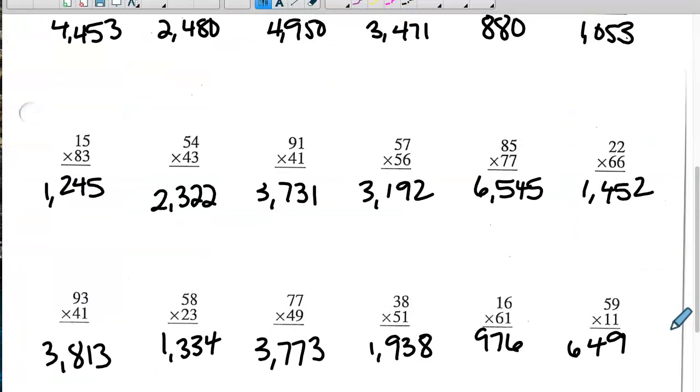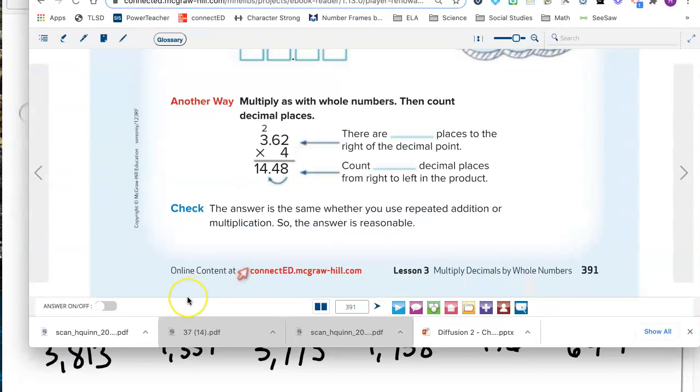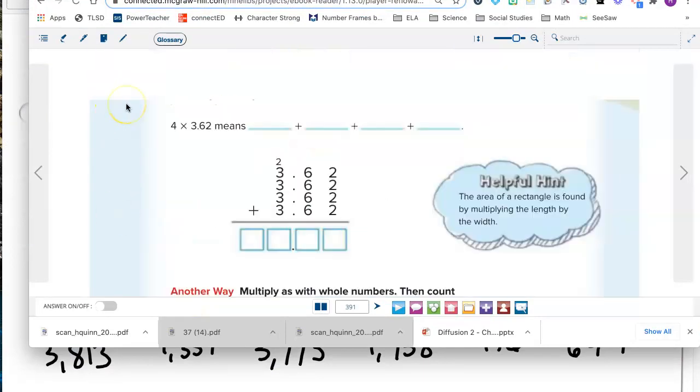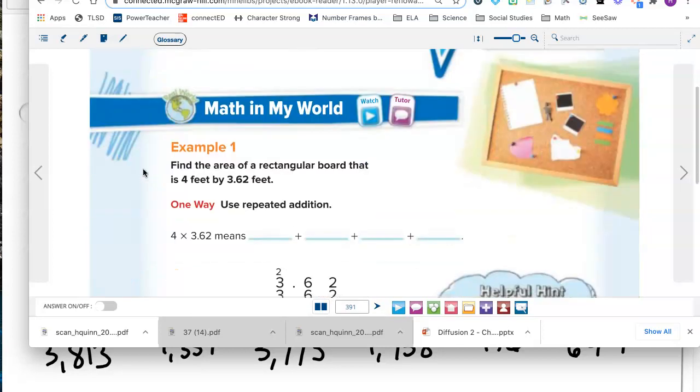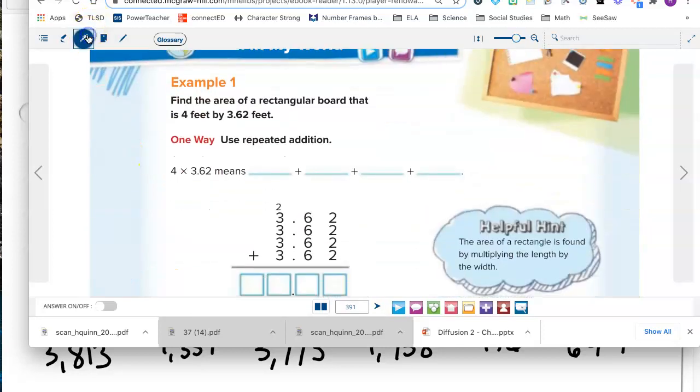Then, if you need time, pause the video, but we're going to open up your math textbook. So in your math textbook, I'll give you some time to get there, but we're on page 391 in your math textbook. So multiplying decimals by whole numbers, 391. Let's get rocking and rolling.